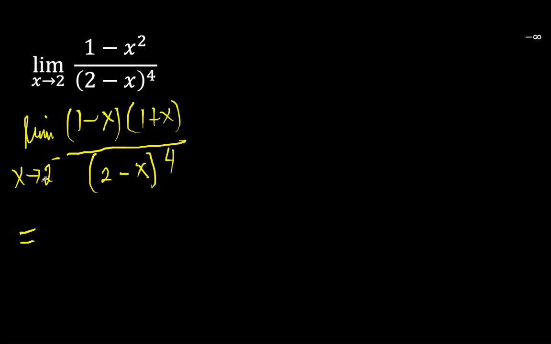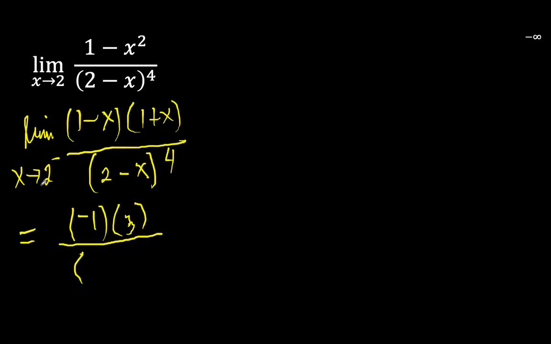So when x approaches 2 from the left, which means the values here are less than 2, but close to 2. So on the numerator, let's substitute 1 minus 2. Okay, so that's -1. Correct? And 1 plus 2, that's 3. Here we go. And the denominator, 2 minus x.